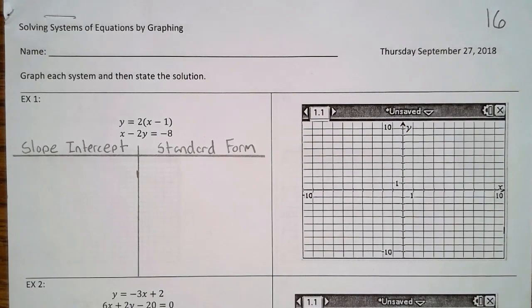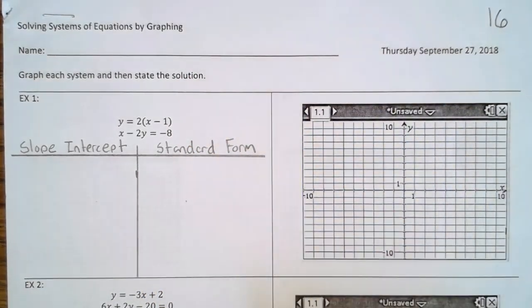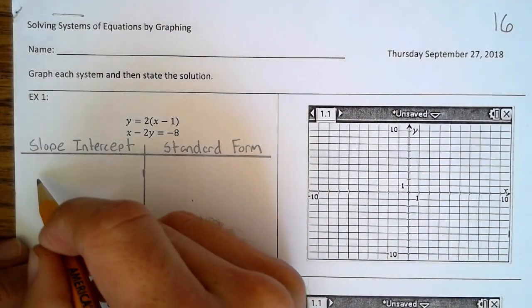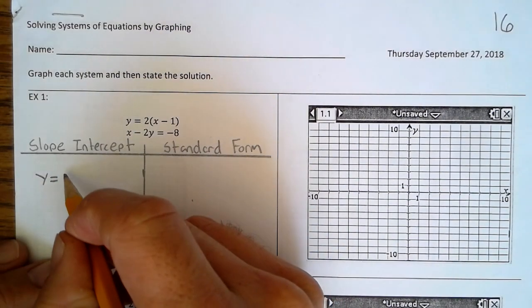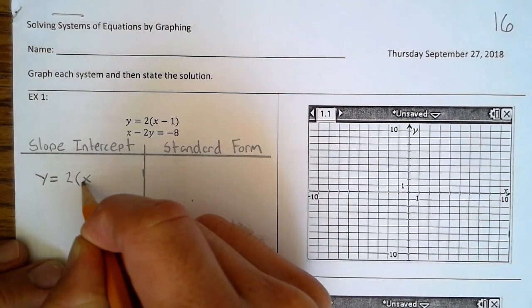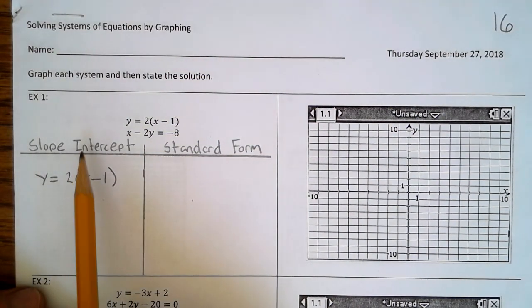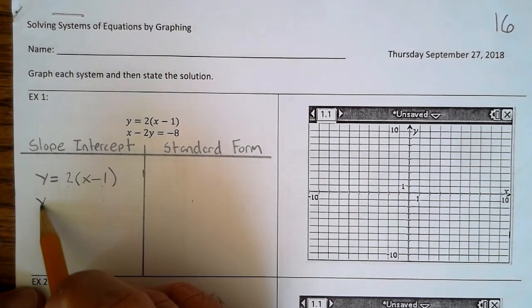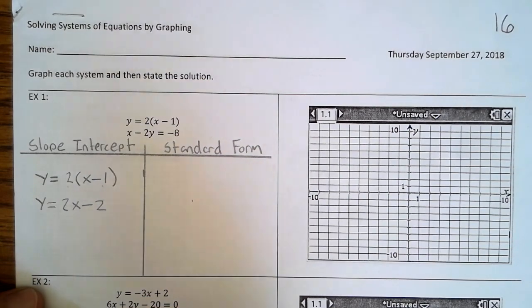Okay, so what you want to do is put each equation on the left and right. So here we see that the first equation is slope-intercept form. So that's y equals 2 parentheses x minus 1. Well, it's almost slope-intercept form. We need to distribute the 2. So then that's y equals 2x minus 2.